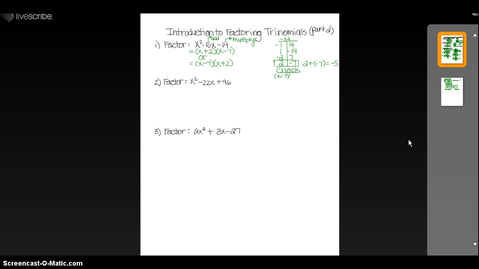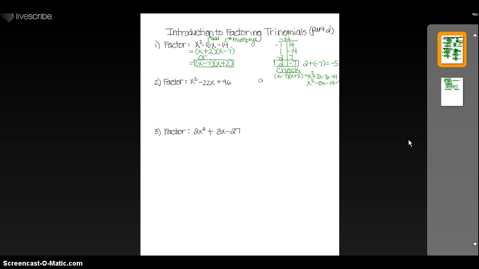Let's do the x minus 7 times the x plus 2. So if I FOIL that out, I'm going to get x squared plus 2x minus 7x minus 14. And when I combine my like terms in the middle, I get x squared minus 5x minus 14. So I know that this is the correct answer. Okay, let's look at this next one.